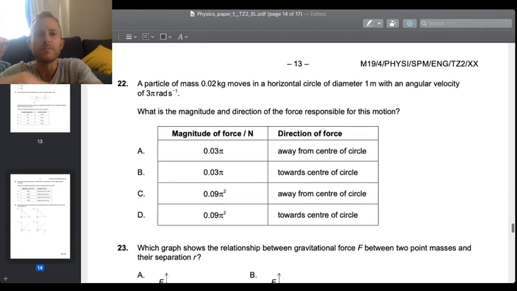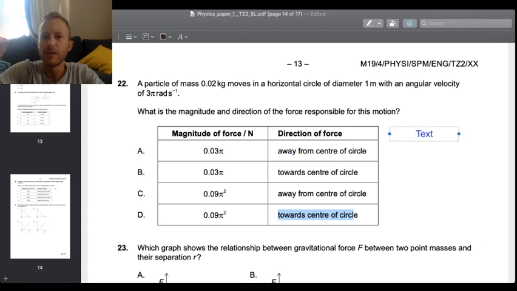22. A particle of mass 0.02 kilograms moves in a horizontal circle. So the direction of the force is towards the center of the circle. So the answer has to be B or D because it's a centripetal force. The force points to the center. Now let's figure out the size.